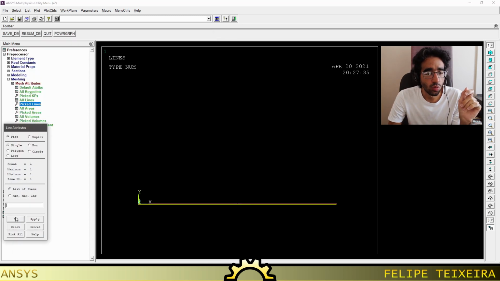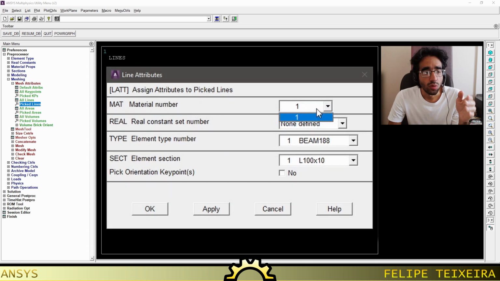So this is the properties window, the attributes window actually. So as you can see, I'm going to be defining the material number. There's only one, so there's no alternative here. I'm going to be defining real constants. I'm actually going to skip this one because our element beam 188 doesn't have any real constants. Then I'm going to choose the element type, which is beam 188. It's a simple beam element. And then I'm going to choose the cross section, which I'm going to apply to this axis. Again, we only have one cross section defined in this model, so I have no other choice. And I'm finally going to check the box which says pick orientation key points. I'm going to check it, it's going to say yes, and then I'm going to click OK.